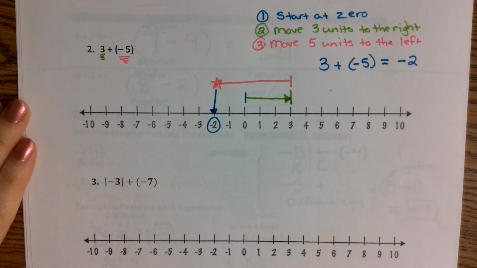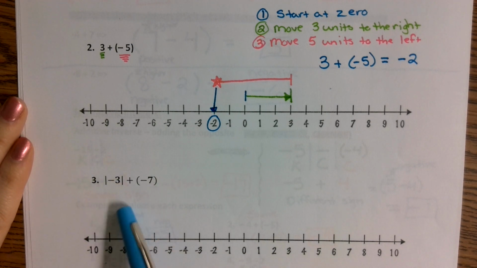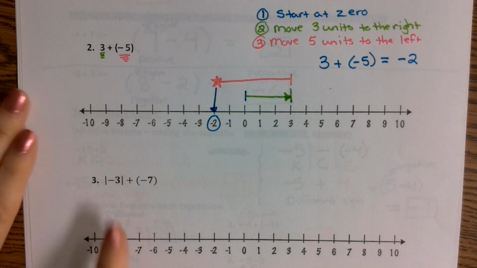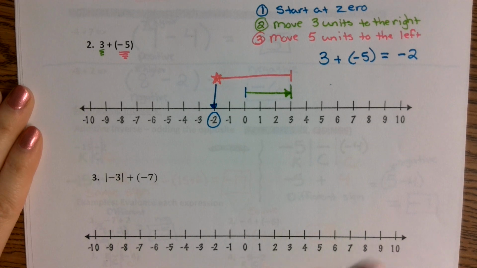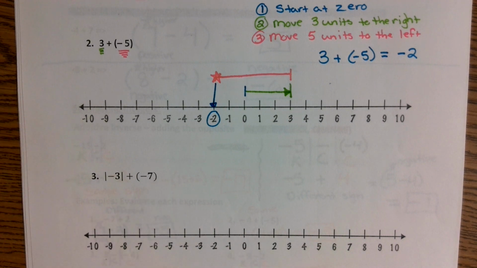Okay, if we look at problem 3. Problem 3, we have absolute value of -3 plus -7. What do you think we need to do before we can start graphing? Think through it. I want you to turn and talk to a neighbor. What do you think? Tell somebody what you think you should probably do first before you actually start graphing. We've got absolute value of -3 plus the -7. Turn and talk.